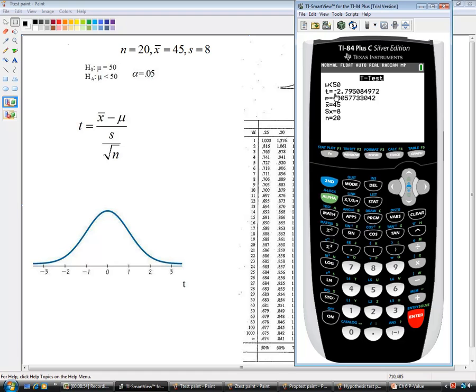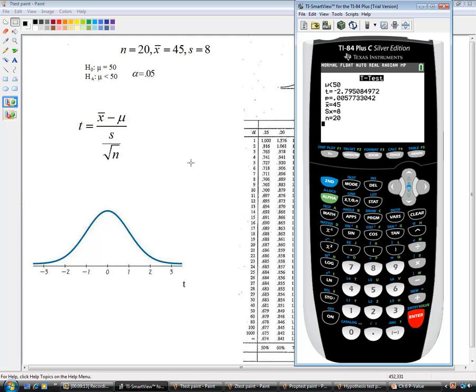There's the test statistic we got before, negative 2.795, and our p-value is 0.00577, or a very, very small number. So in this case, we are going to reject. Again, any value of p less than alpha, alpha is 0.05, we will reject.